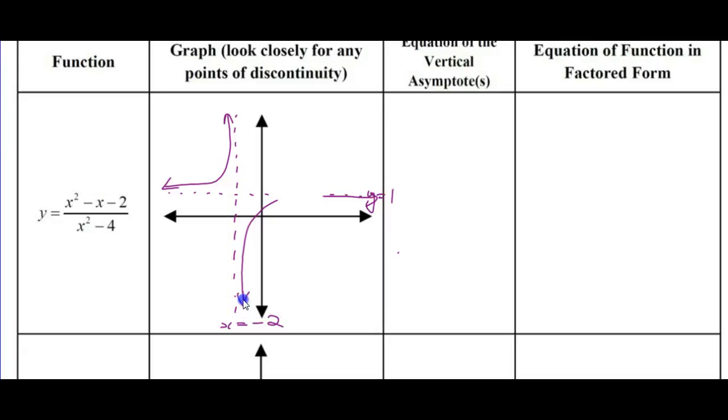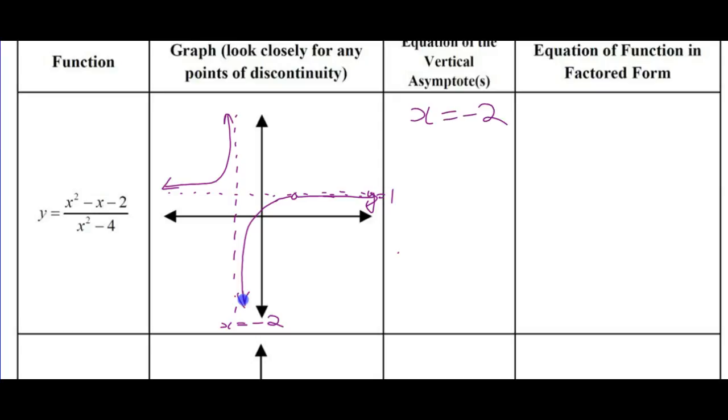There's a hole, a really big hole. All right, so that's what we're looking at. The equation of the vertical asymptote, there is only one. We just see it as x equals -2. Next, the equation of the function in factored form.